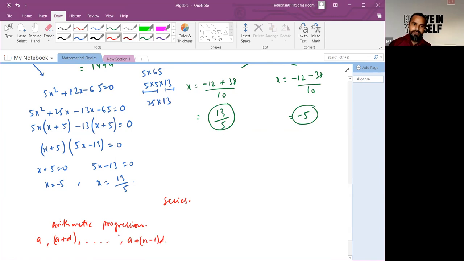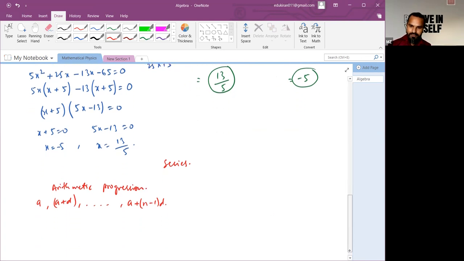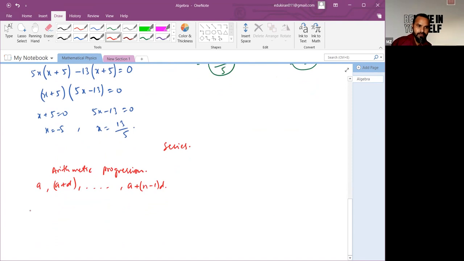So in this expression, whether D is positive or negative, the series will increase or decrease accordingly. Now we have to define the sum of these terms, for which we have a formula: sum of n terms is n by 2 times 2A plus n minus 1 into D, or we may write it as n by 2 times A plus the last term, that is the nth term.